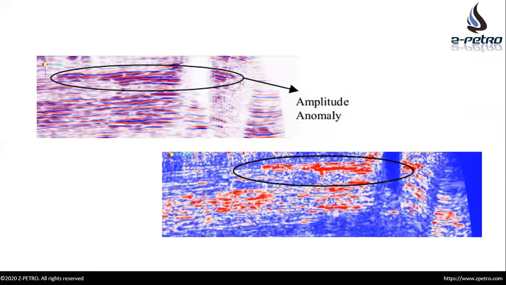Now we have two types of seismic section, the above one and the below one. The above one is the coherency attribute, which shows the density variation within your data set. You can see the blue color and red color, with red representing the highest amplitude values, while the blue color represents the minimum values of your amplitude.